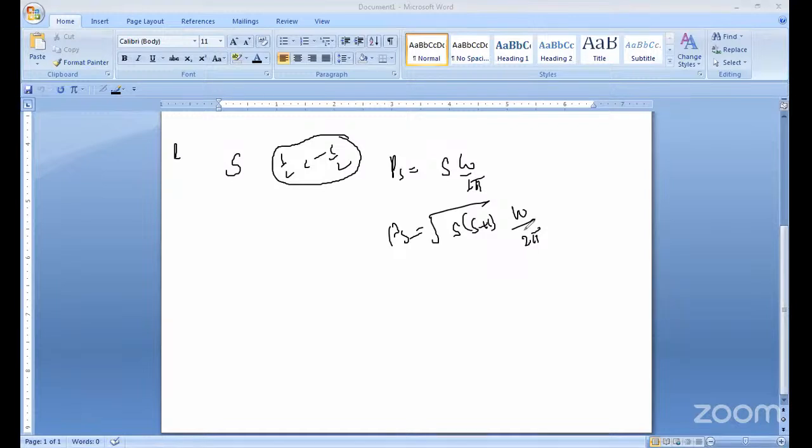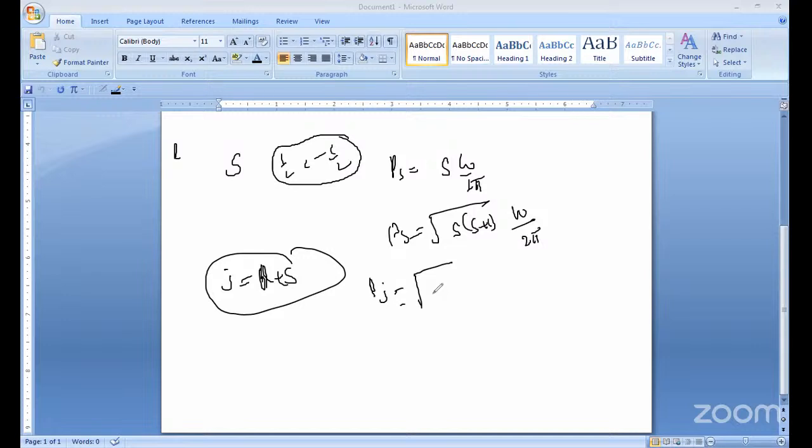By combining these two, the spin angular momentum and the orbital angular momentum, we get a total angular momentum. We call it J. J is equal to L plus S, as we have seen. And this J can also take values. The total angular momentum of the electron, PJ, is represented by root over J into J plus 1, into h by 2 pi.